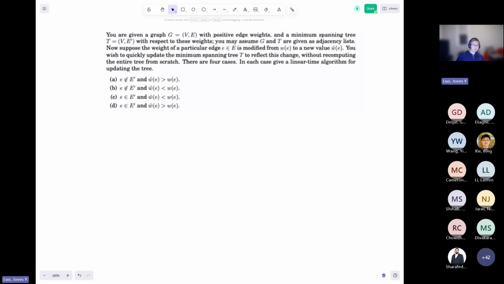Okay. So you're given a graph G with positive edge weights and a minimum spanning tree T with respect to these weights. You may assume G and T are given as adjacency lists. Now, suppose the weight of a particular edge e is modified from w_e to a new value w-hat_e. You wish to quickly update the minimum spanning tree T to reflect this change without recomputing the entire tree from scratch. There are 4 cases. In each case, give a linear time algorithm for updating the tree.